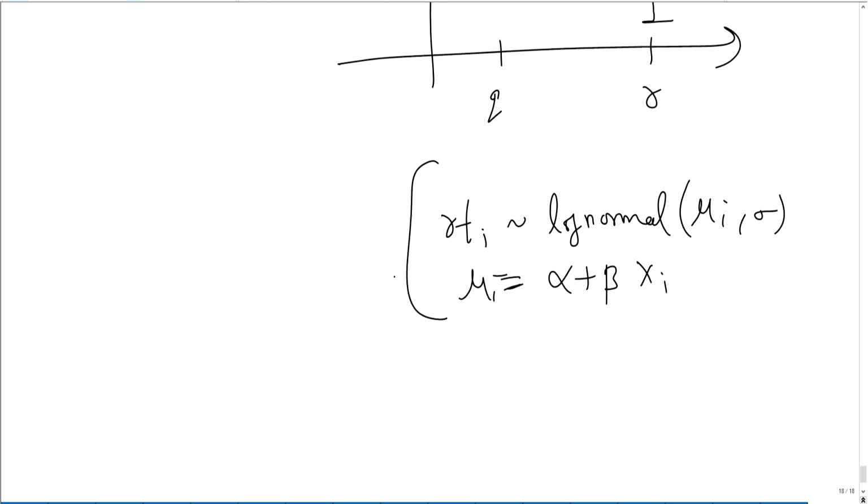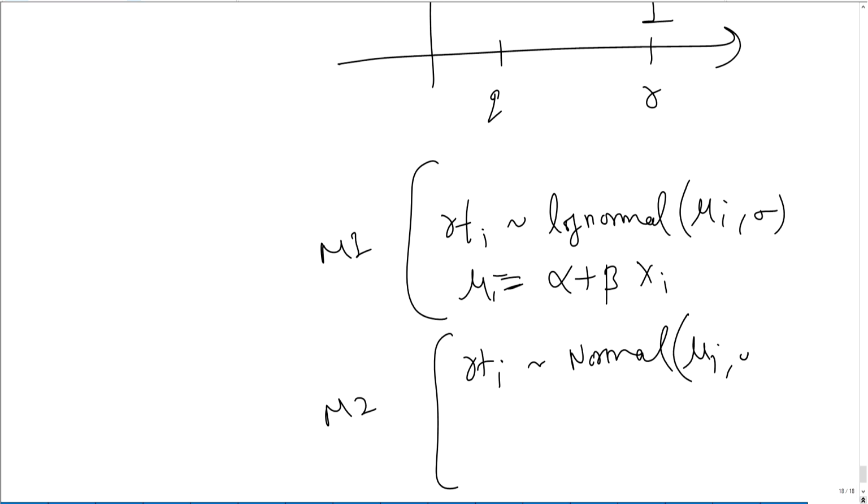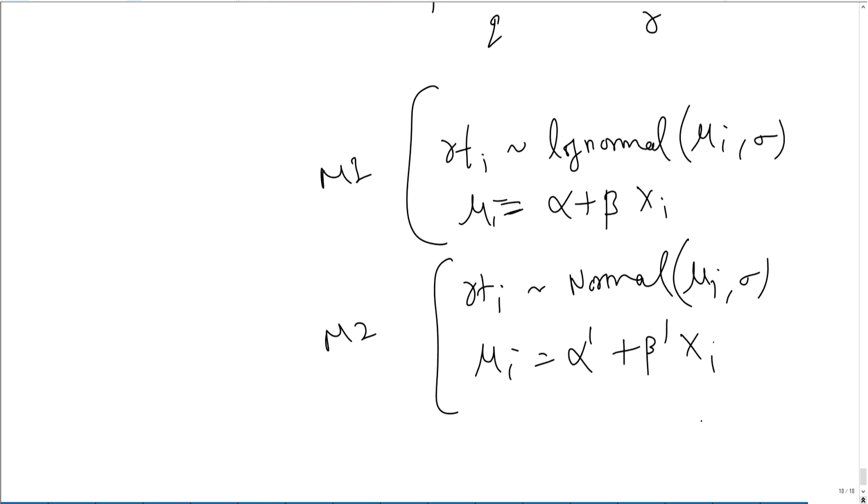So let's say this is your model 1 and your model 2 is RT_i comes from Normal(mu_i, sigma), where mu_i equals alpha dash plus beta dash times x_i. Now these will be different parameters. Okay. So let's say you want to compare these two models. You can compare these two models using cross validation. How will we do it?